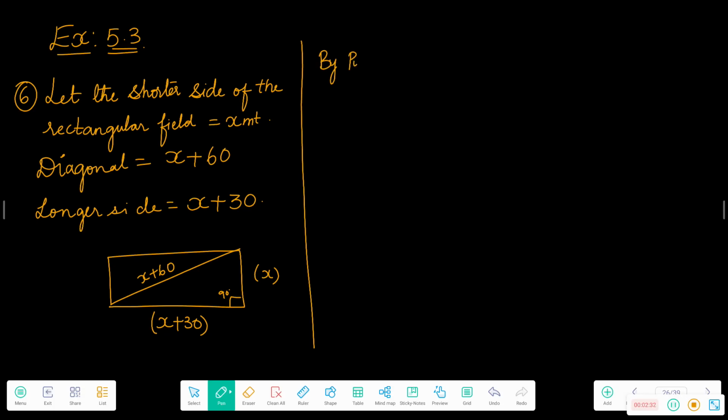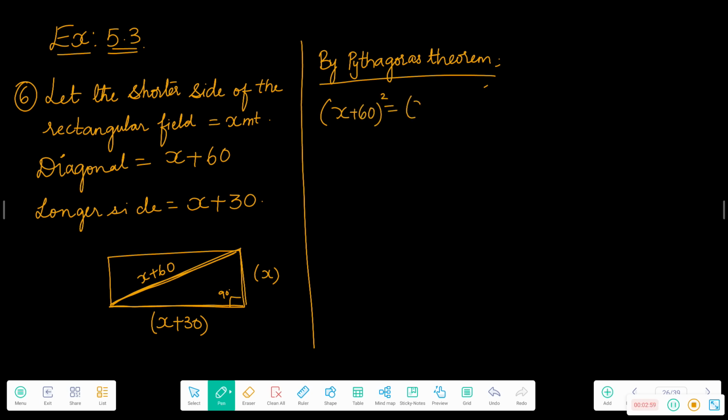So by Pythagoras theorem, we have the hypotenuse. So this is your hypotenuse, x plus 60 is the hypotenuse. The longer side is x plus 30 and the shorter side is x. So we have x plus 60 whole square is equal to x square plus x plus 30 whole square. So by Pythagoras theorem we have hypotenuse square is equal to side square plus side square.